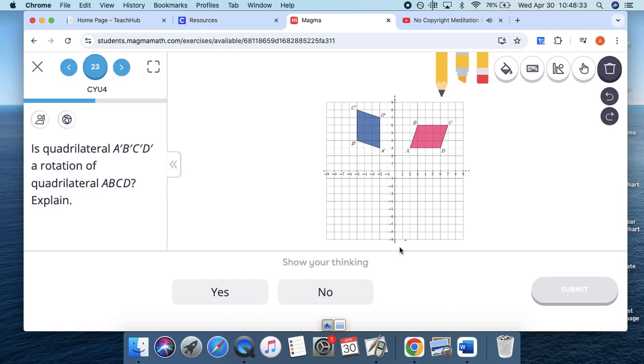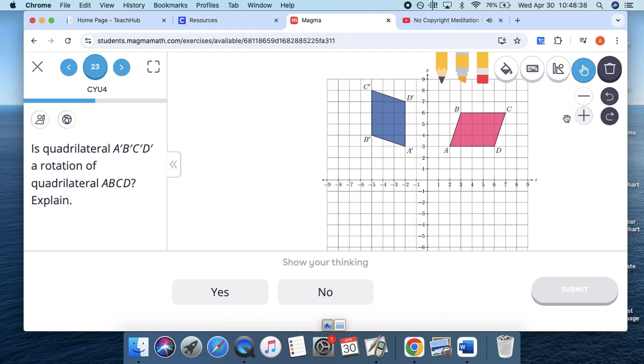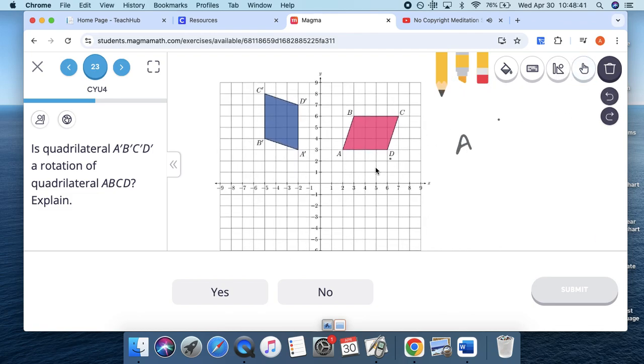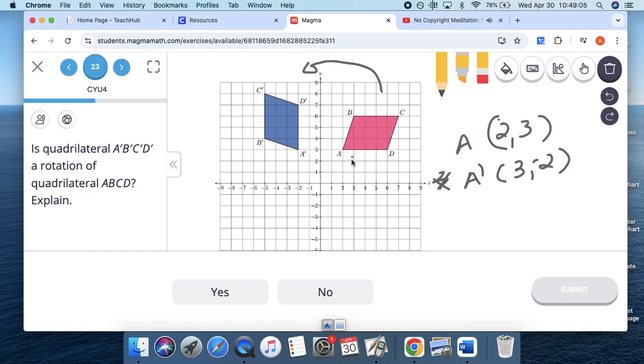Again, is this a rotation? Let's pick point A. Point A is 2, comma 3. After a rotation of 90 degrees, going this way, A prime should be 3, 2. But in quadrant 2, where it lands, the second number is positive and the first is negative. Is A prime where it should be? No, it's not.